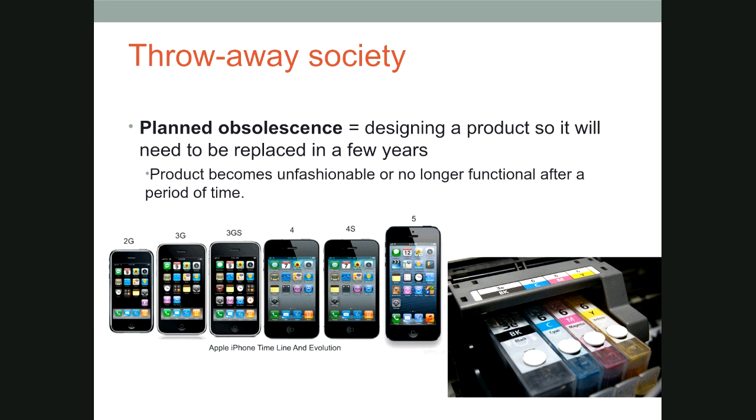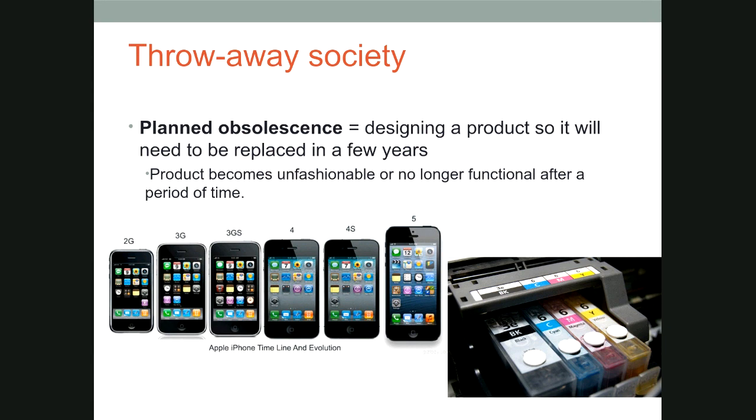So we have 2G iPhones, 3G, 3GS, 4, 4S, 5. This graphic is not that old, and now I think there's probably 6 or 7 new versions of the iPhone. So it's to Apple's benefit to work planned obsolescence into their iPhones, meaning every year or two they come up with a new version of the iPhone. So the old version is unfashionable and the old version may not be supported anymore. So they're really forcing people to buy new cell phones much more quickly than your cell phone needs to be replaced.